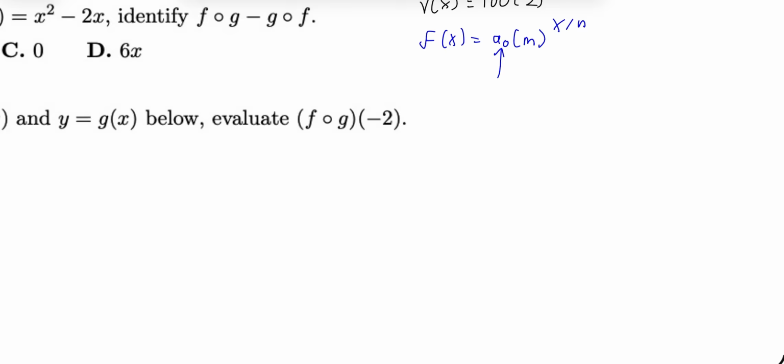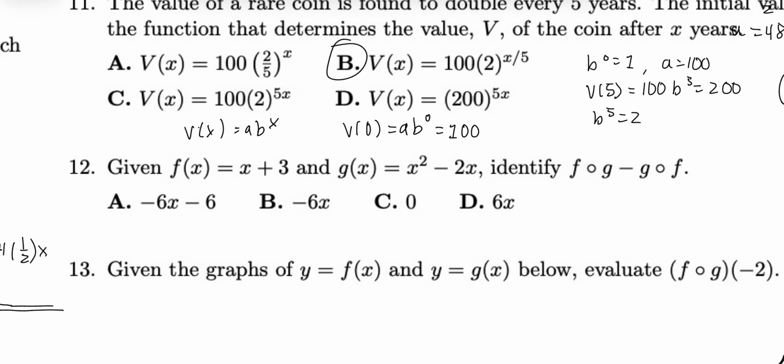So in this case, we have a naught equal to 100, and then m is 2, and then n is 5. So that's going to be this option right here.